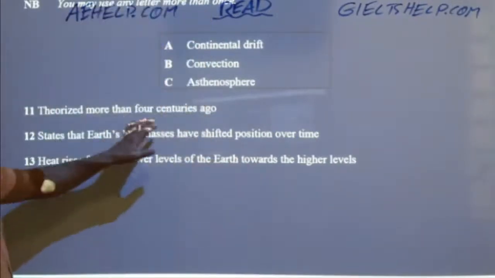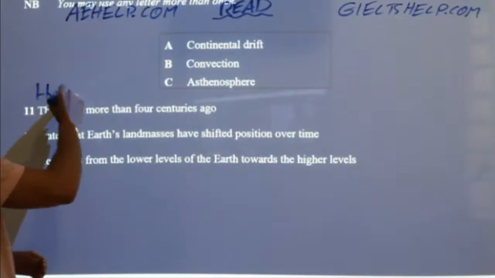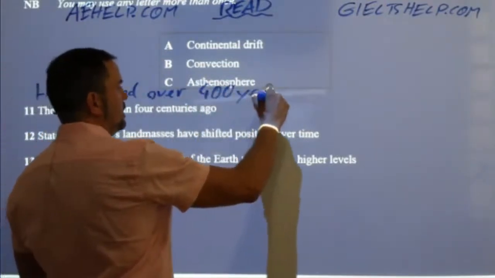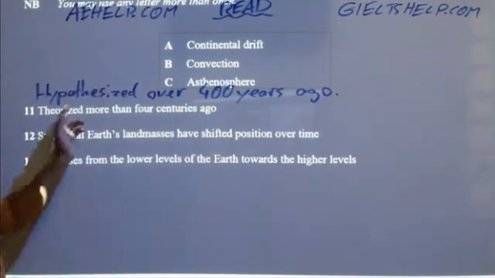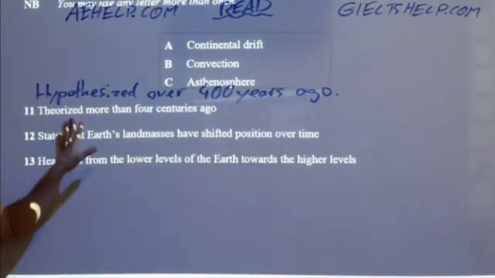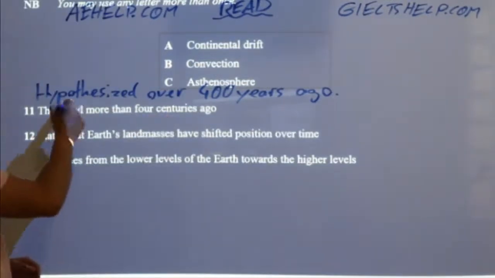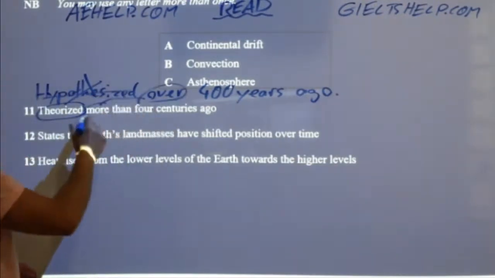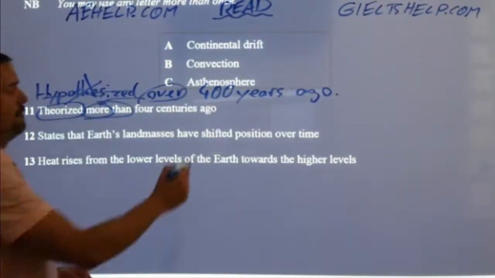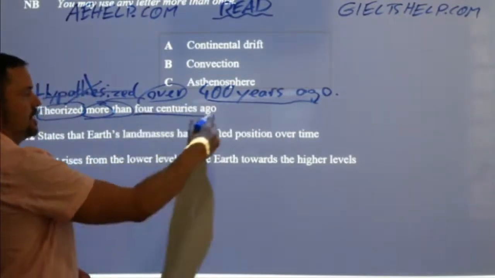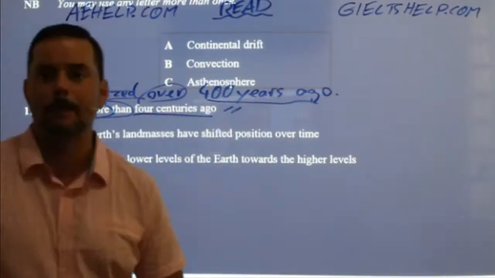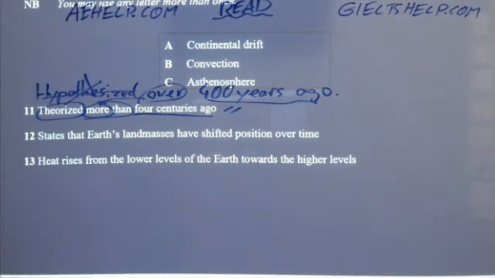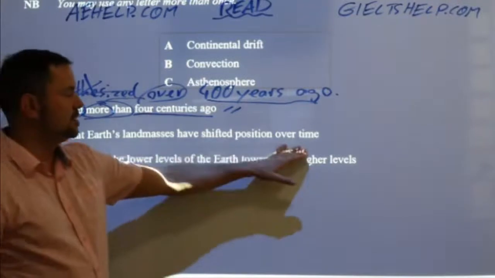So theorized more than four centuries ago, I would say hypothesized over 400 years ago. So this would be another way to think about this information. Now, if you don't know the word hypothesized, which means theorized, that's okay, don't worry about it. Over, I'm sure most of you know that means more than. Okay, 400 years ago, I think a lot of you know that four centuries is equal to 400 years. Cool, everybody staying with me here? Okay, we're moving along nicely. States that Earth's land masses have shifted position over time.